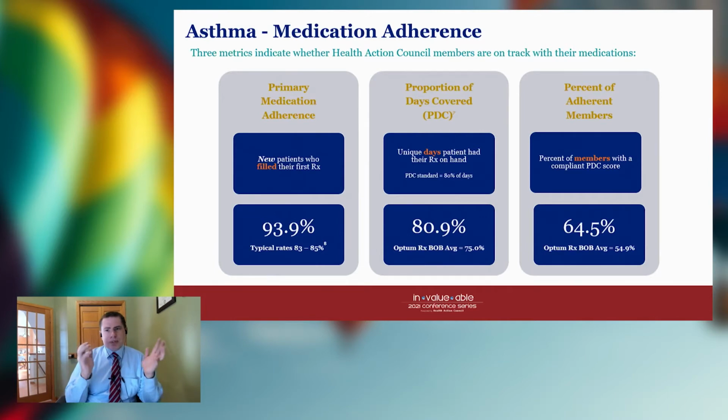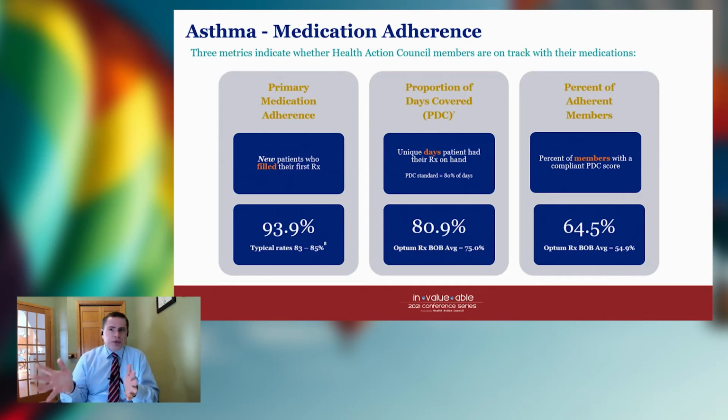Did that member that was just diagnosed with asthma fill the prescription for that medication? In the middle, the proportion of days covered is really looking to see, of 365 days in the year, how many days did you have a dose available for you as an asthmatic to use? So the goal being about 80% of the days to have a prescription on hand for that asthmatic.